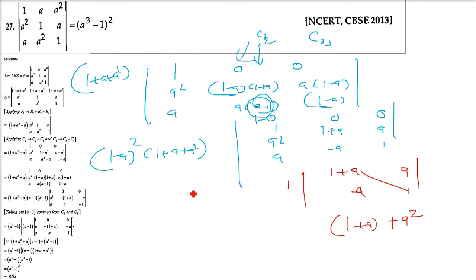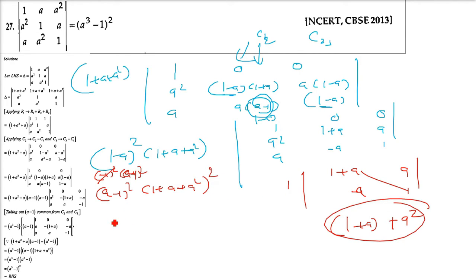So what do you get? See, 1 minus a square can be written as minus 1 whole square, a minus 1 whole square. So 1 minus a square is equal to a minus 1 whole square only. 1 plus a square and one more a, 1 plus a square plus inside. So this, just separate them.